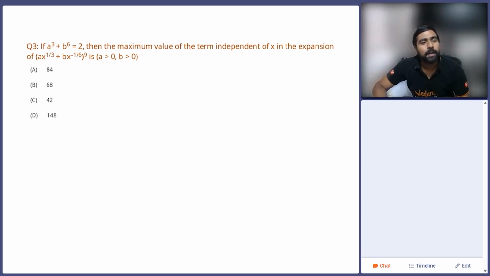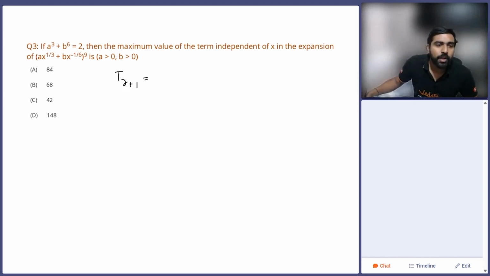What do we have over here? a cube plus b power 6 is given to you as 2. What is the maximum value of the term which is independent of x in this expansion? So let's ignore everything. Let's find the general term and get the term independent of x. So the general term T(r+1) is equal to what? Here n is 9.